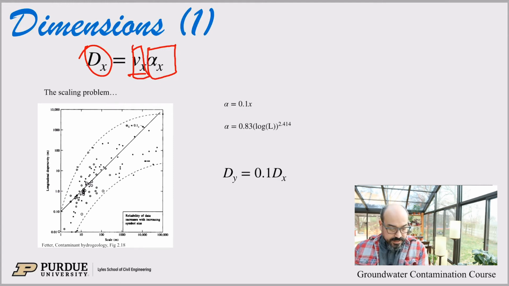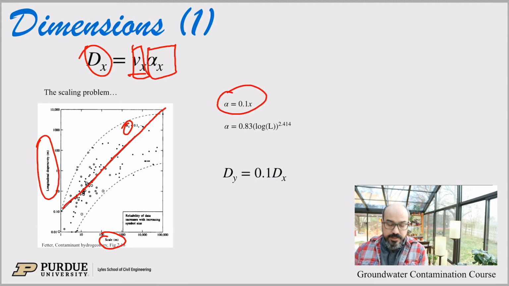Now, if we look at a tabulation or a plot of data, the measured alpha versus scale, the dispersivity, you can see that if we fit a line through the data of longitudinal dispersivity versus scale, alpha scales as 0.1 of x, x being the distance. So there's a scaling problem, meaning the apparent alpha grows as the distance from the origin grows.